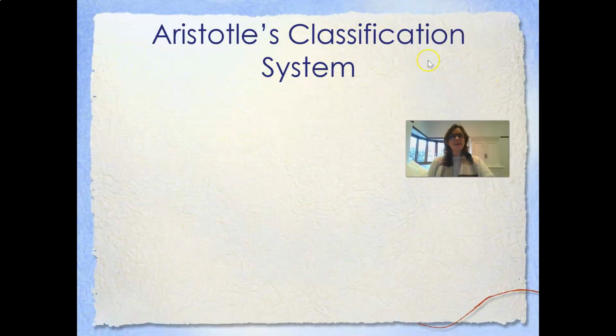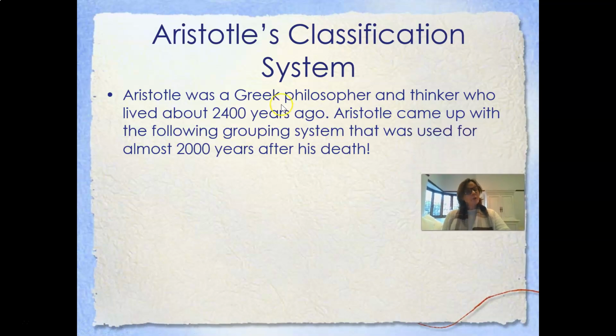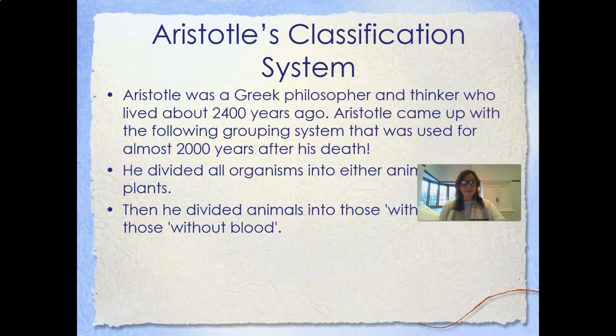Now, if we had to look at Aristotle's classification system, we would learn that he was a Greek philosopher and thinker who lived about 2,400 years ago. Aristotle came up with the following grouping system that was used for almost 2,000 years after his death. He divided all organisms into either animals or plants.